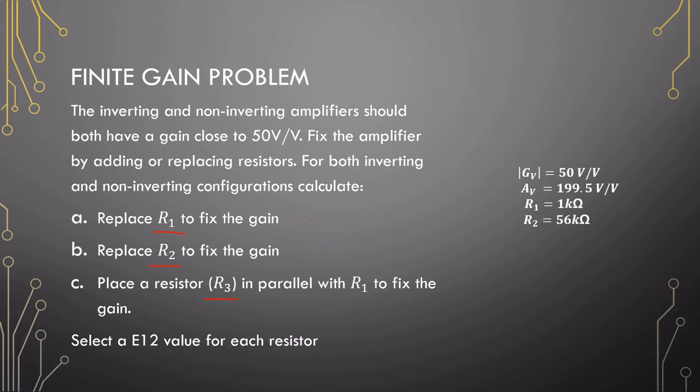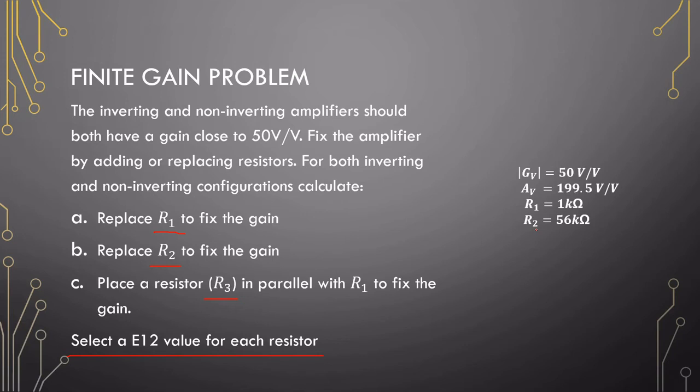So the first two is when you're just designing and you can replace parts, and option C here is when you need to mod a circuit. And choose E12 values for each resistor. So pause the video and try and do these problems using those two new gain equations.